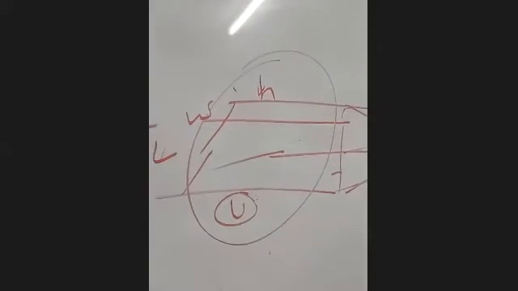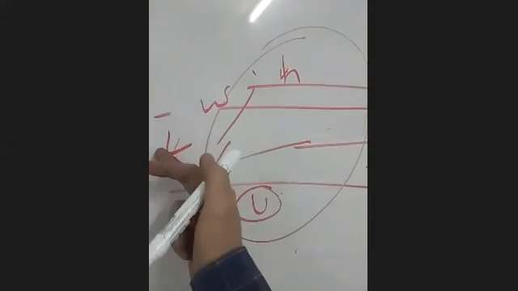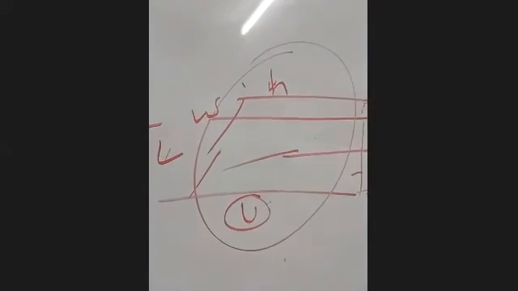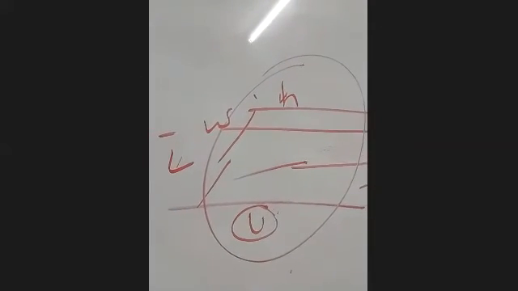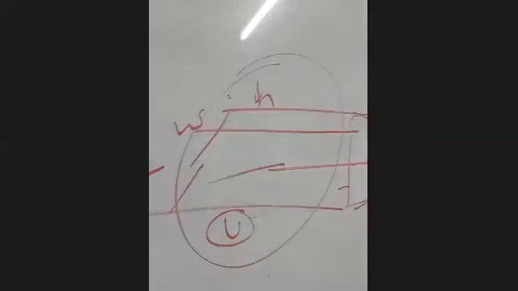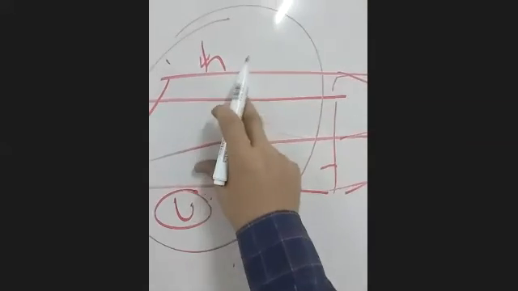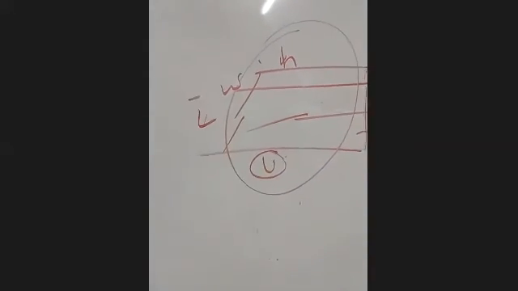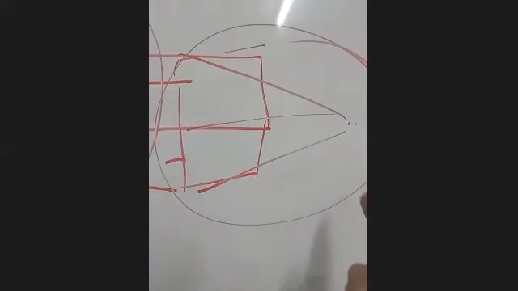How? Length multiply width multiply height. So what's the length in your question? Length 1.1. What's the width? 1.1. What's the height? 8.2. Multiply them. You will get the volume of this part, okay? Now we'll multiply them.